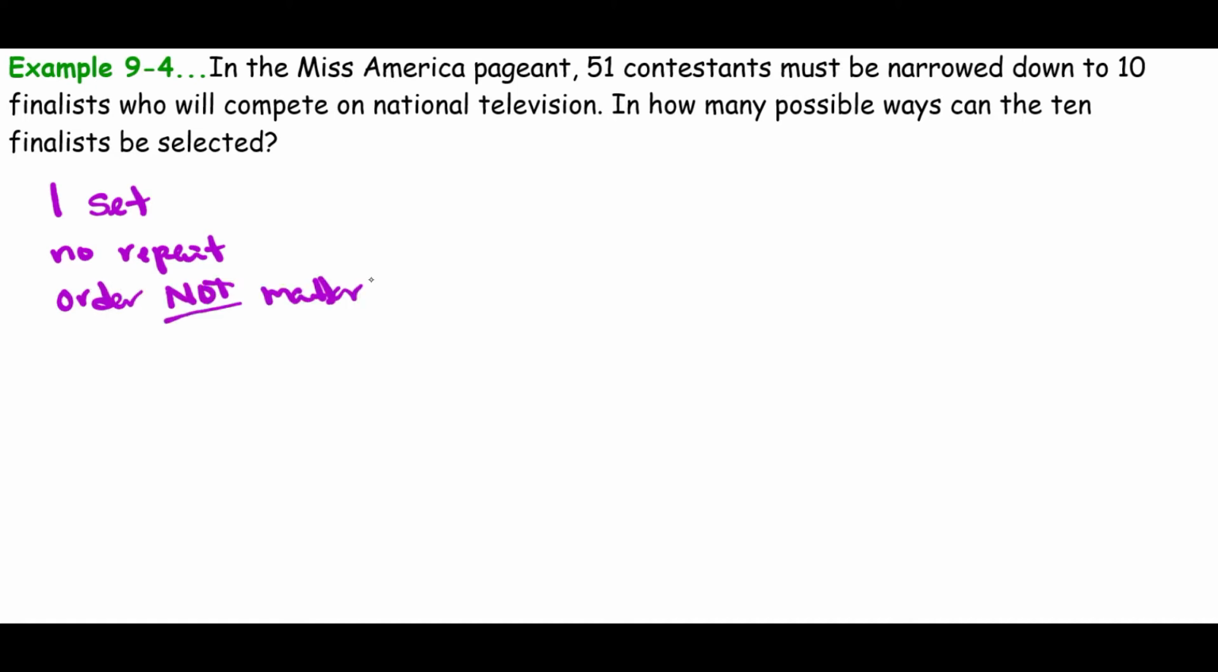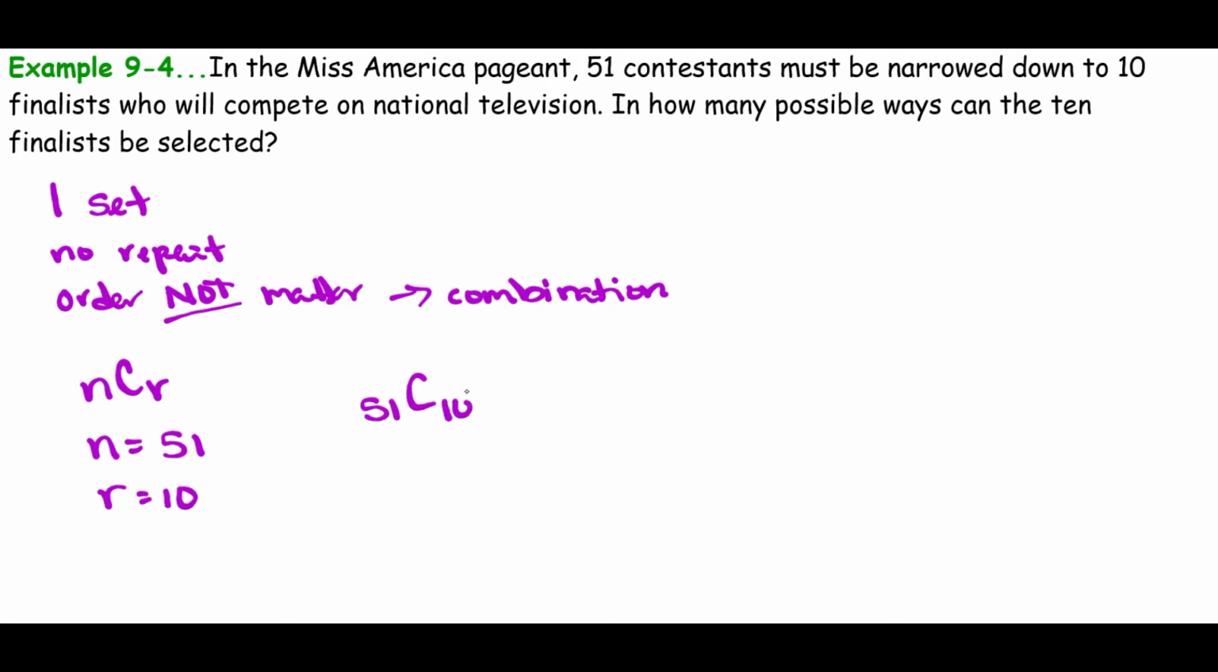So if order doesn't matter, remember that tells me that I'm doing combination. And then if I'm doing combination again, I have to say, am I just choosing a certain number, or can I choose any number of items? So here we know specifically that we're choosing 10. So I'm just choosing a certain number of items. So we're going to do the nCr. So then n here is that I'm choosing from 51, and r is that I'm choosing 10. So this is going to be 51 choose 10.